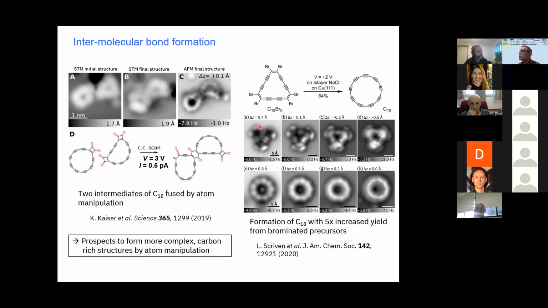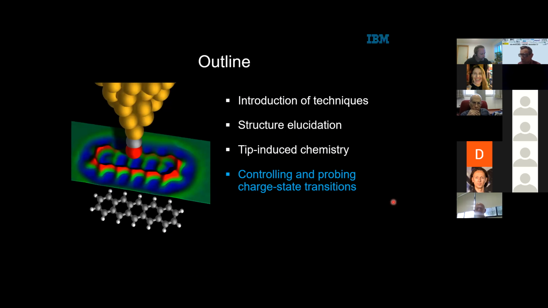And on the second slide, on the right side of the slide, I show another precursor with bromine. So this was nice. Here we can increase the yield to make this cyclocarbon by atom manipulation by a factor of 4. And we also did some deeper analysis of the structure of this polyynic cyclocarbon. All right. This brings me to the last part of the talk.